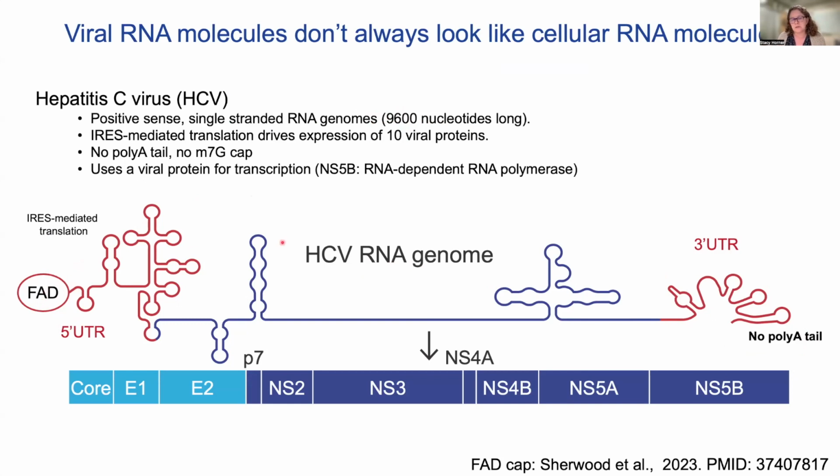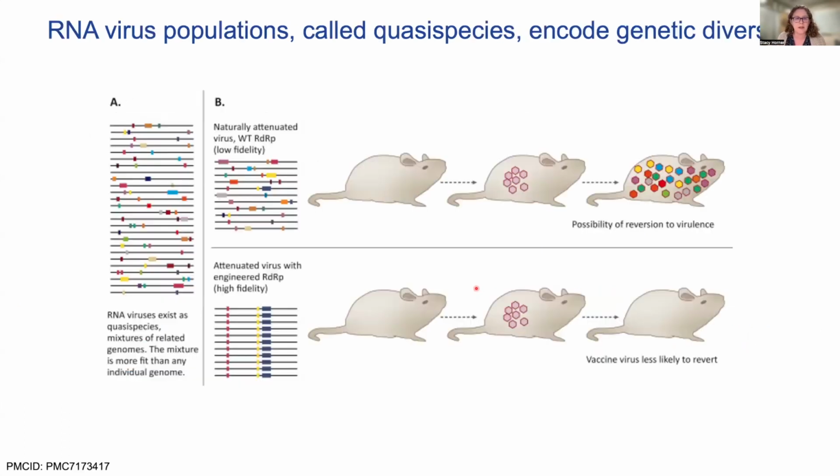And this is a virus that doesn't go into the nucleus, so it doesn't use the normal cellular machinery to do transcription, but instead uses this viral protein to copy the viral template. So that's the RNA-dependent RNA polymerase. And so this is just one example of how viral RNA molecules can look different than cellular RNA molecules. As you think about sequencing them, you want to know that they look different.